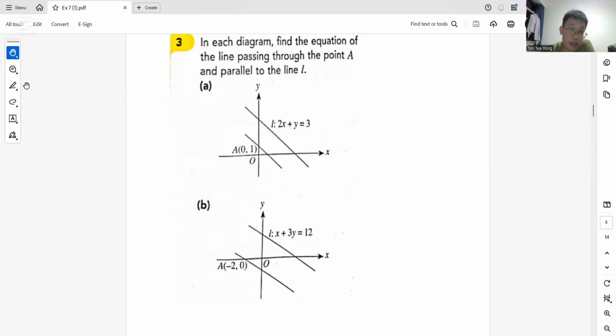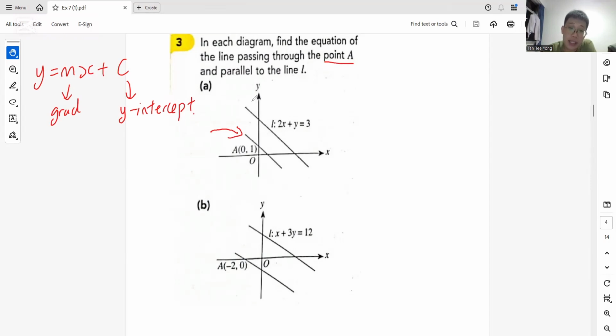Let's run through question 3 together. In each diagram, find the equation of the line passing through point A and parallel to the line L. For question 3A, they want us to find the equation of this line. First things first, the formula for the equation of a line is y equals mx plus c, where m is the gradient and c is the y-intercept. Just a quick refresher.